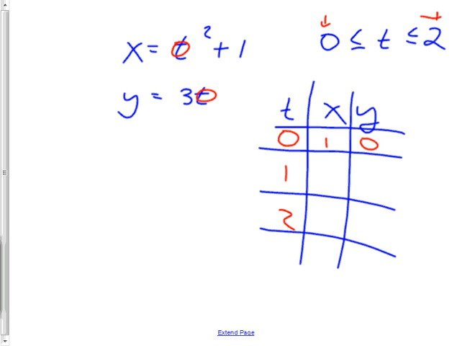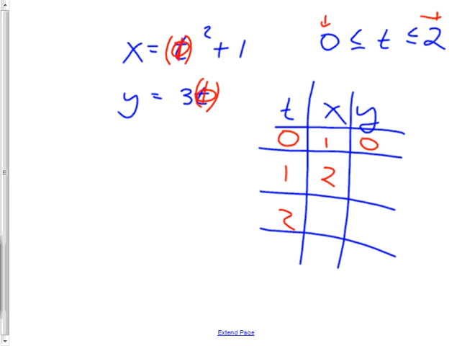Raise your hand if you had 1 comma 0. Good. And at 1, I stick in a 1 here, and I have 1 squared is 1 plus 1 is 2. And the y is 3 times 0 is 0. And lastly, oh, that's a 1 though. Sorry. Thank you. I never put the 1 there. That's a 3. I deceived myself.